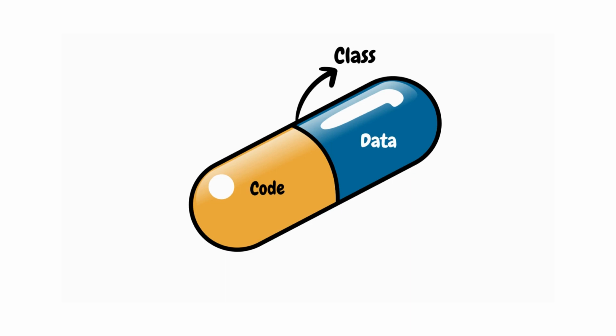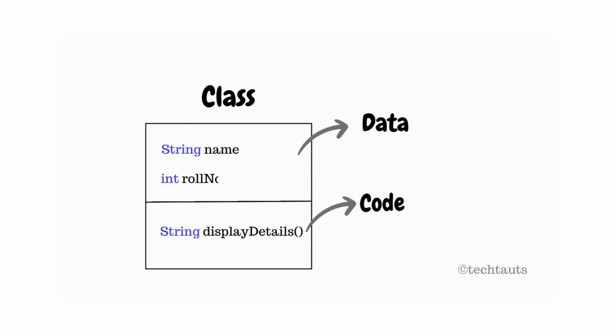All of us might have seen a capsule, right? Just like how a capsule encapsulates medicine inside it, in Java language, a class encapsulates code and data together as a single entity. Let us now understand how encapsulation acts as a protective wrapper around members of a class and protects them from outside interference.